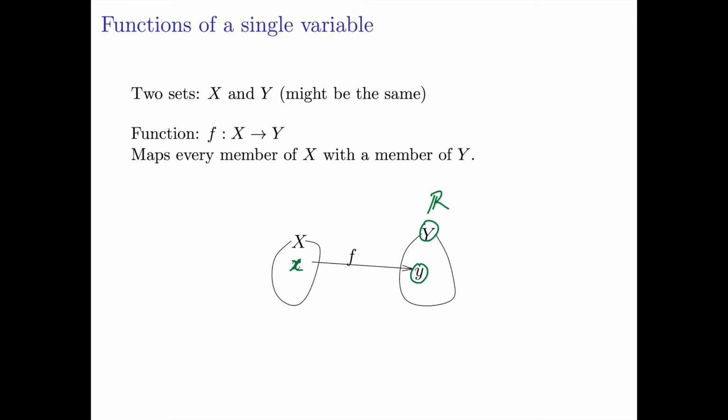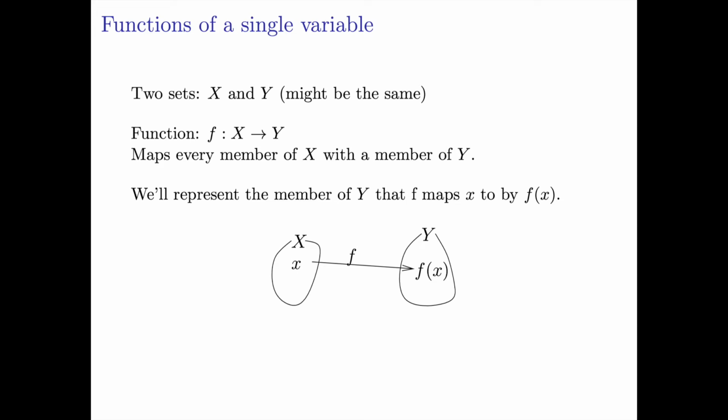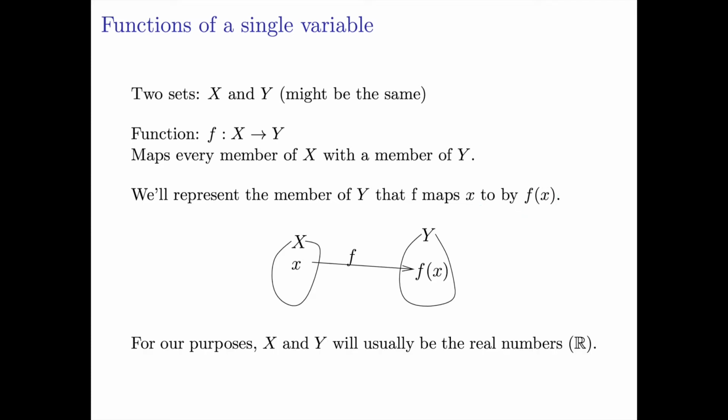were foods that you could eat. Then if f were your utility function, it would tell you your level of utility, which is a real number, for each possible food that you might eat. We'll represent the member of Y that x is mapped to by f of x. For our purposes, usually X and Y are going to be represented by the real numbers.